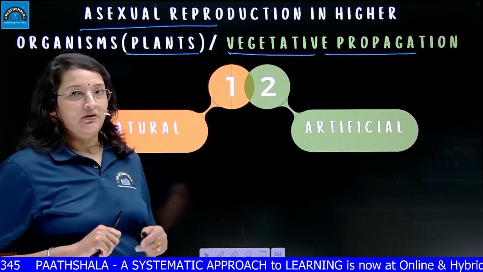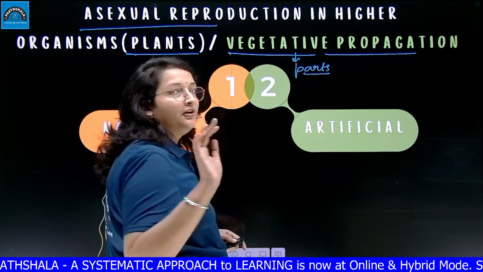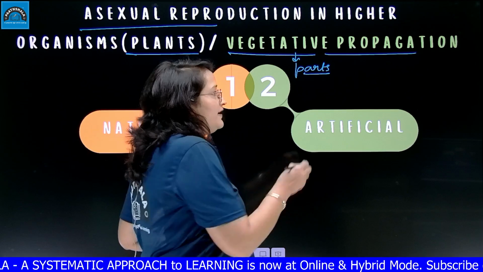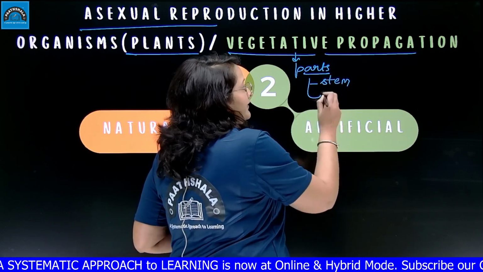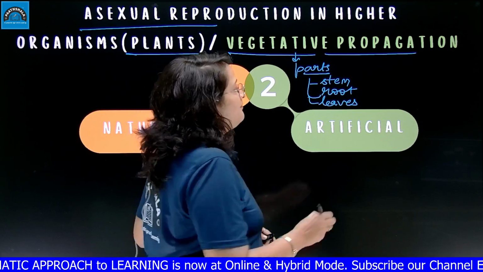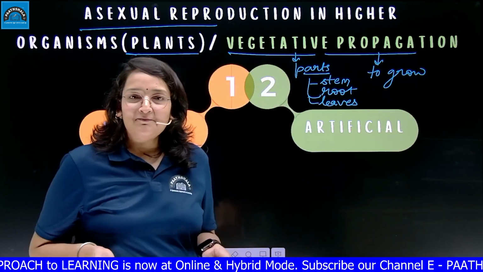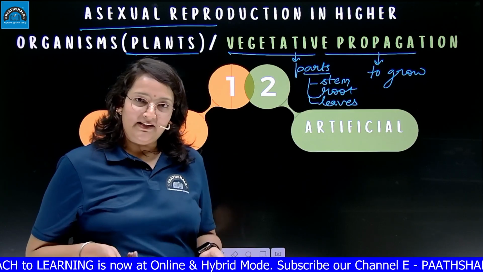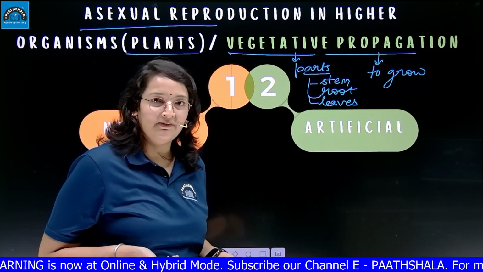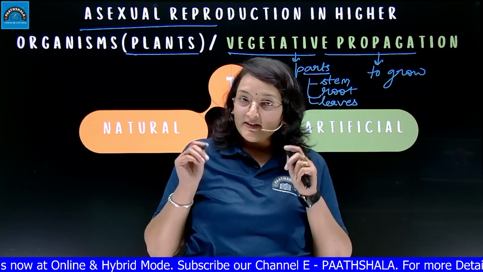Let's understand the meaning of that term. Vegetative parts are the parts which are not doing sexual reproduction. They include parts like stem, root, leaves. These are the vegetative parts, right? And propagation means to grow. Simple. What is the definition of vegetative propagation? If a new plant body is growing from a vegetative part, stem, root or leaf, we call that reproduction vegetative propagation.